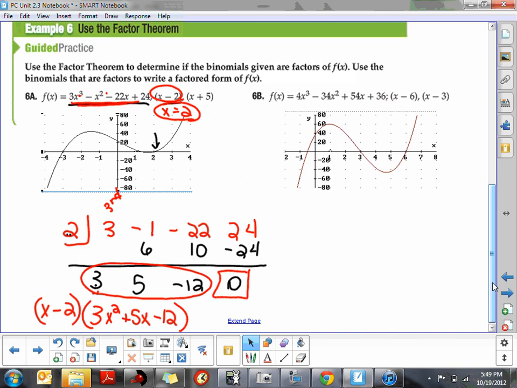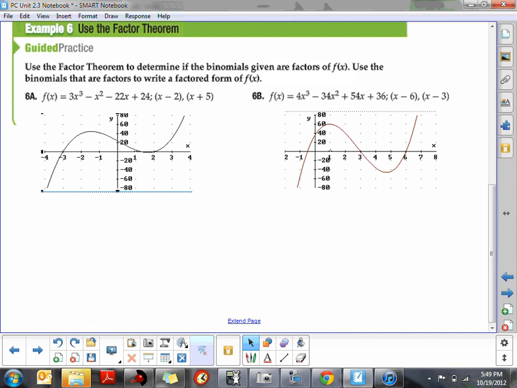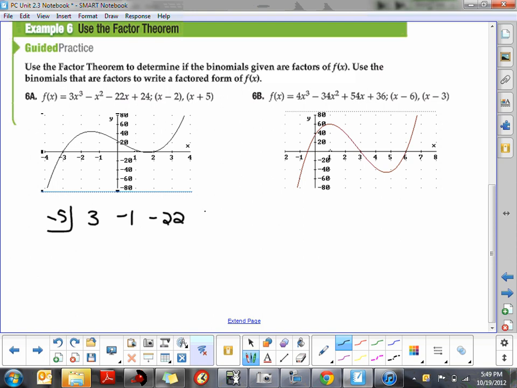Now they want us to see if x plus 5 is a factor. Well, if x plus 5 is a factor, then we have to go clear over here and find x plus 5 on the graph. Since it's cubic, we know it starts low to high and finishes. It can only cross the axis 3 times. It already has. So we're probably pretty certain that we're not going to get a remainder of 0. So we got our negative 5 is our related 0. We put in our 3, our negative 1, negative 22, and positive 24.